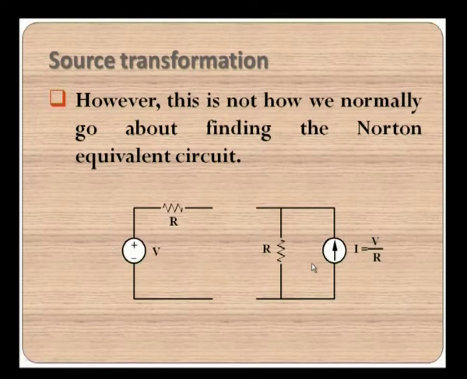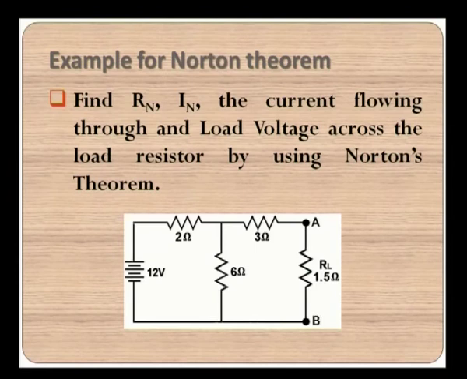Now, it is time for us to take up an example problem for the Norton theorem and use the Norton theorem on a section of the example network and learn how we find the Norton equivalent current and Norton equivalent resistance and how we replace a particular section of the network. So, let us see an example problem.